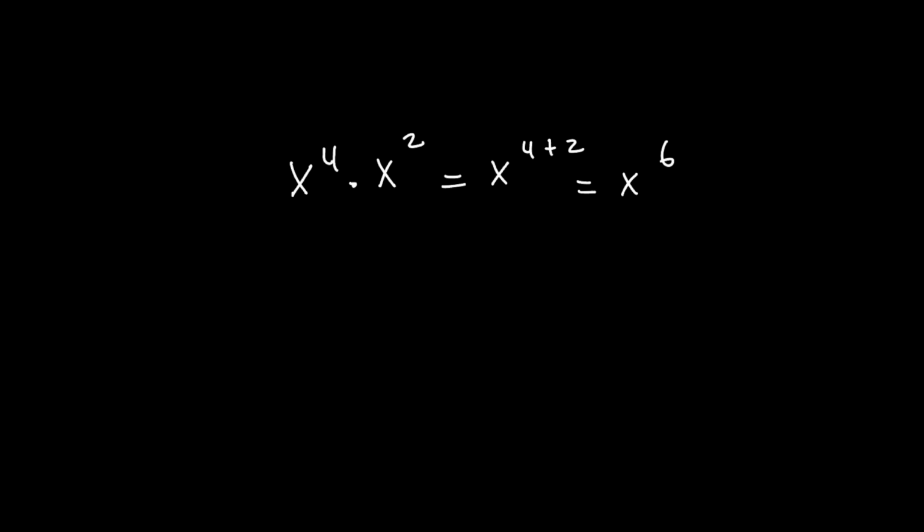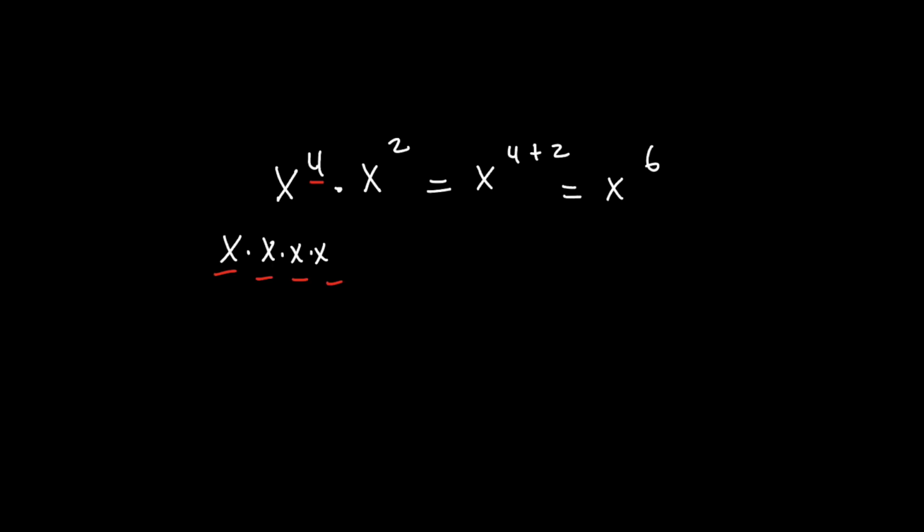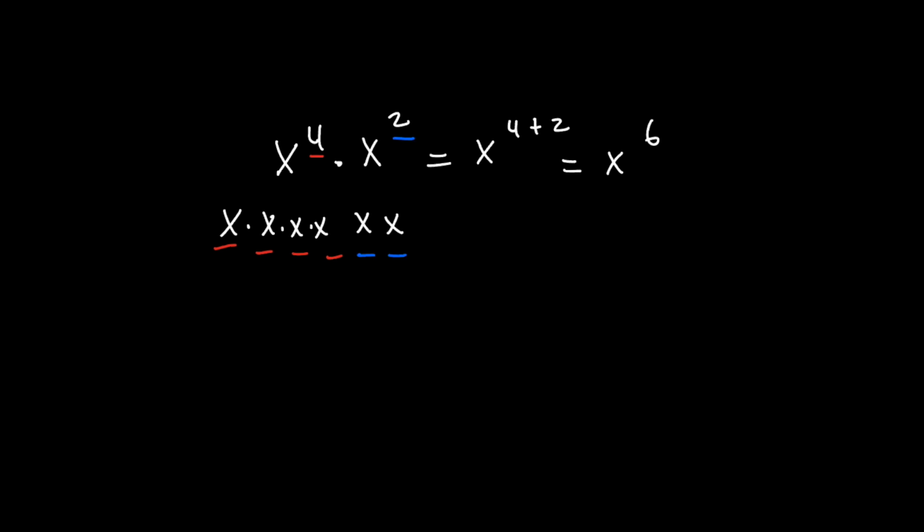Let's talk about why that is so. If we focus on x to the power of 4, x is being multiplied together 4 times. But if we focus on x to the power of 2, this is being multiplied twice. So therefore 4 plus 2 is equal to 6.